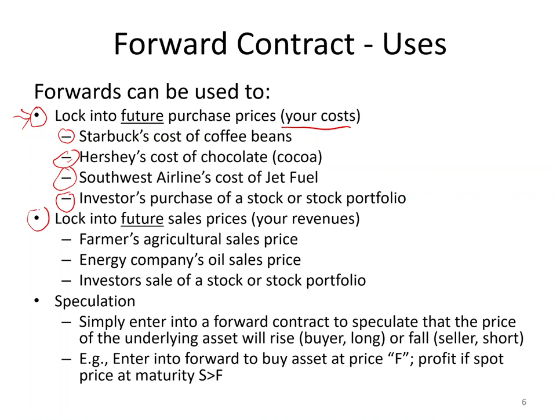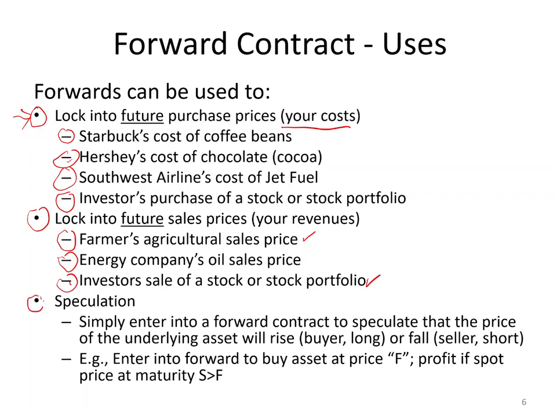But there's also a use of the contract where you're trying to lock in your revenues or prices. Say you're a farmer that produces grain or cows or pigs, you're going to enter into a forward contract or a futures contract to sell them at a fixed price at a future date. You could be an energy company that locks in a future price to sell oil or gasoline or even electricity. You could be an investor that knows that, say, 6 months from now, I need to sell the S&P 500 or another stock portfolio or individual stock, so I can enter into a contract to lock in the price today.